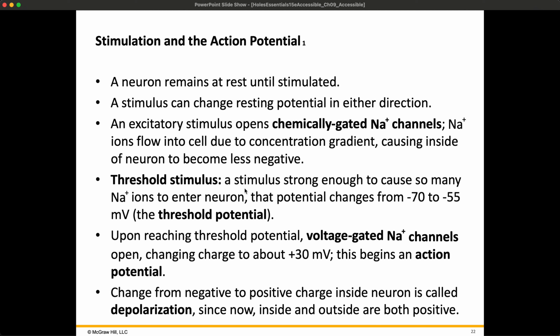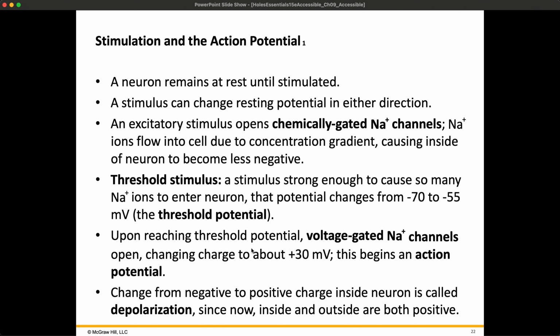The threshold stimulus is a stimulus strong enough to cause so many sodium ions to enter that the potential changes from negative 70 to negative 55. So for a signal to be transmitted, it doesn't have to go from negative 70 to 0. Really, all that it needs is just to go from negative 70 to negative 55. You need that many sodium ions flowing inside to be able to make it that much less negative.